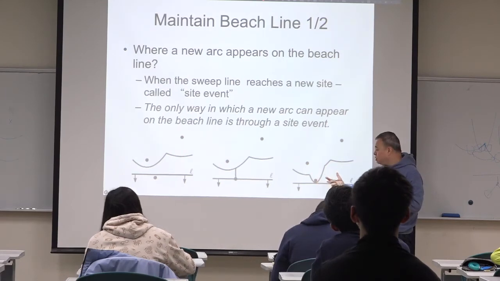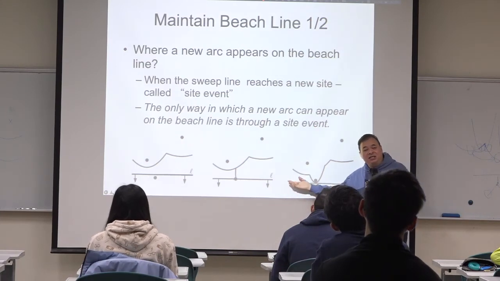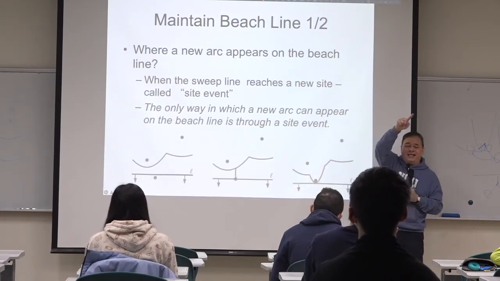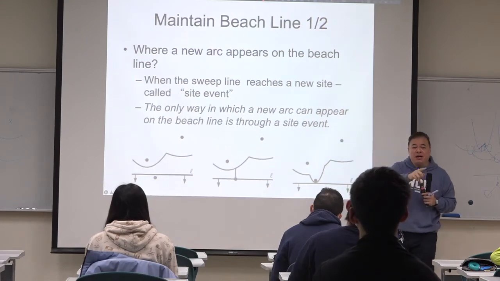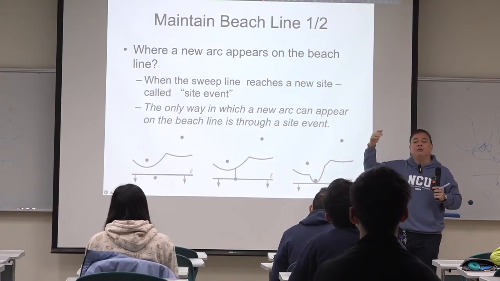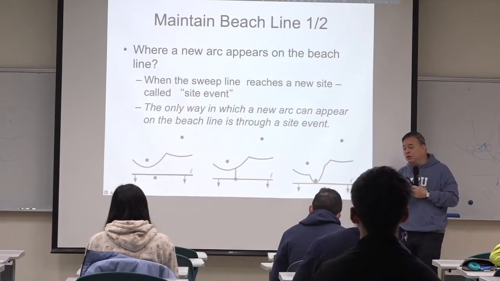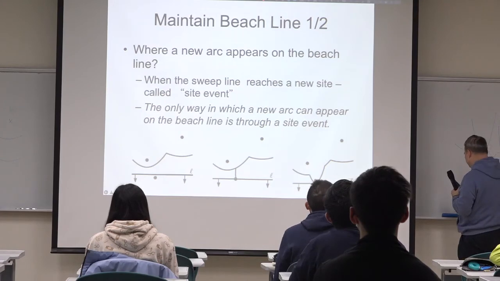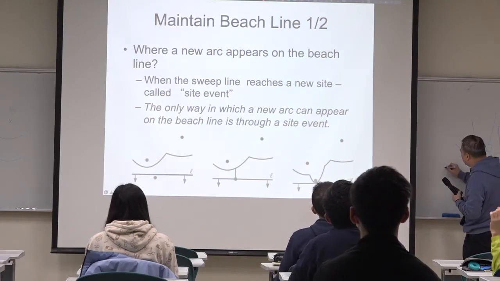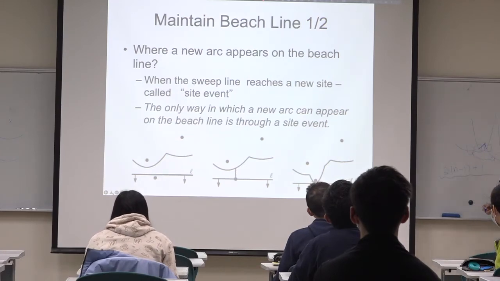But for the last site event that occurs, there's no way for that last arc to be broken by another site event, because that's the last one. Every previous arc could be broken into two in the worst case. So it's going to be 2 times n minus 1, plus the last one. So it's going to be 2n minus 1.